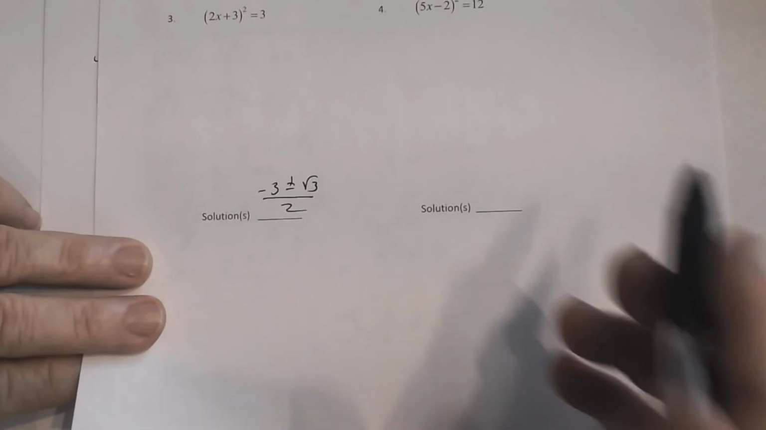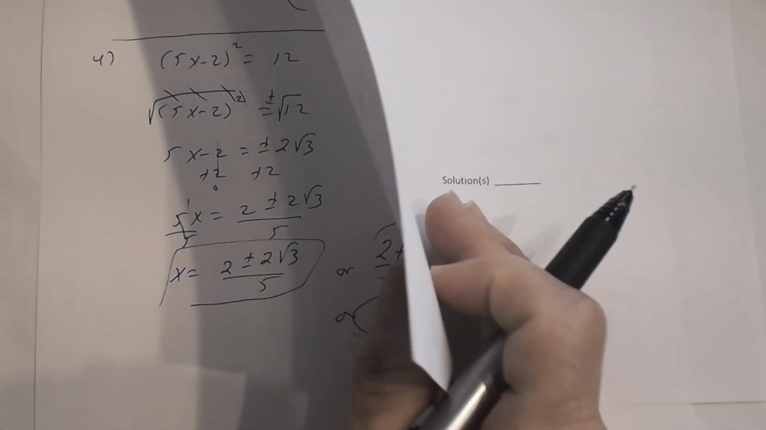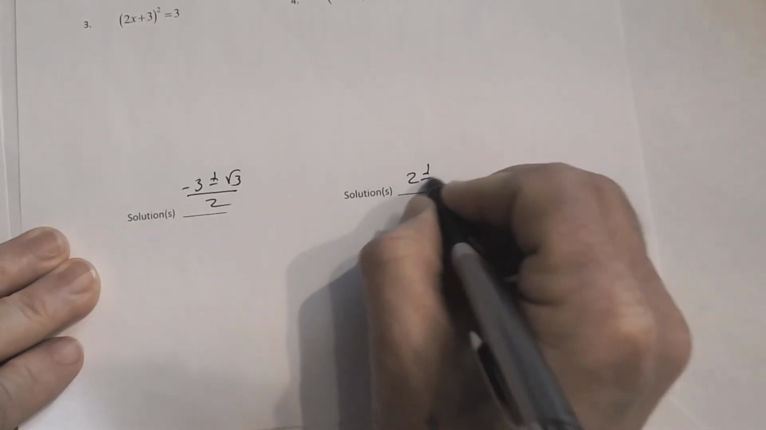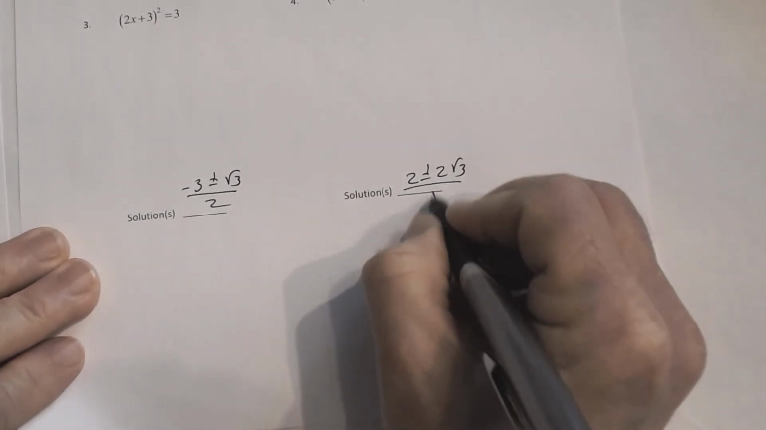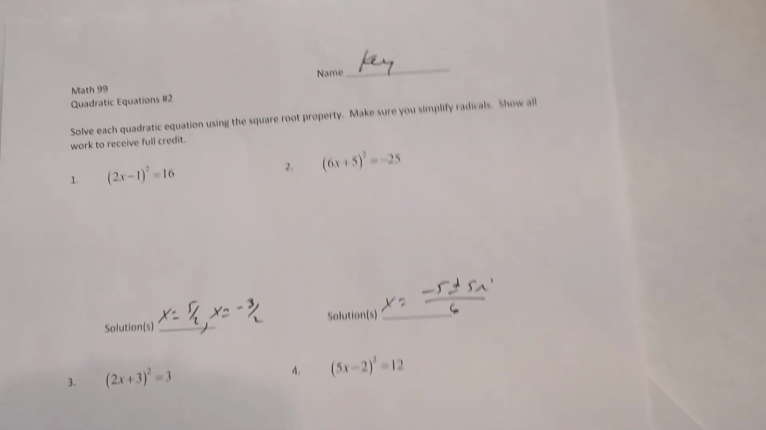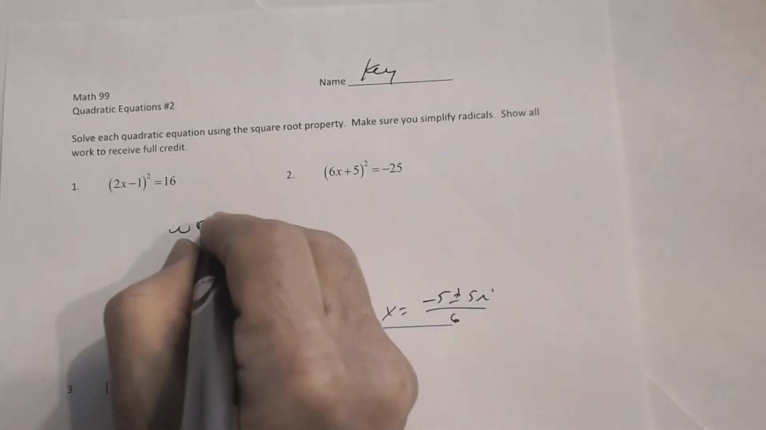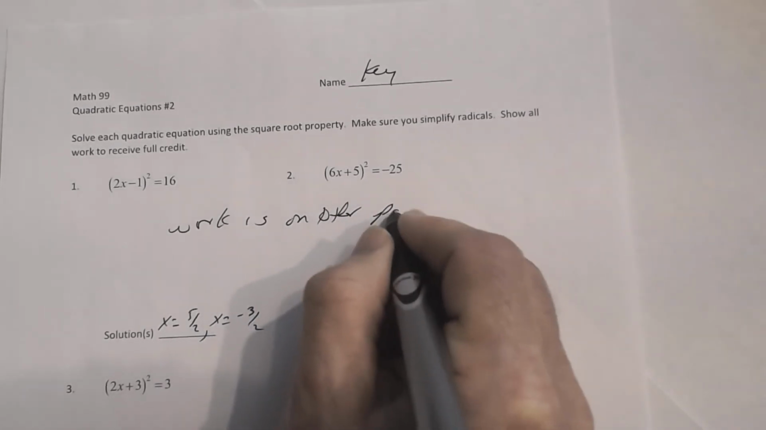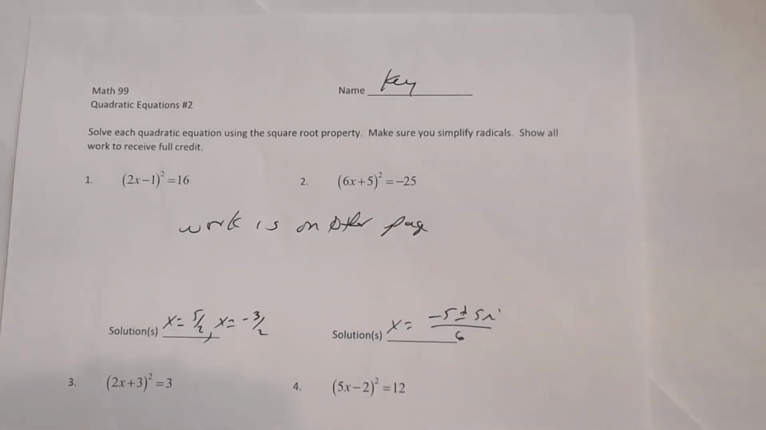Let me go ahead and just put the answer right here. So that answer is 2 plus or minus 2 square root of 3 divided by 5. Okay, so that's the key, and remember the work is on the other sheet. All right, so that's the key to quadratic equations number 2.